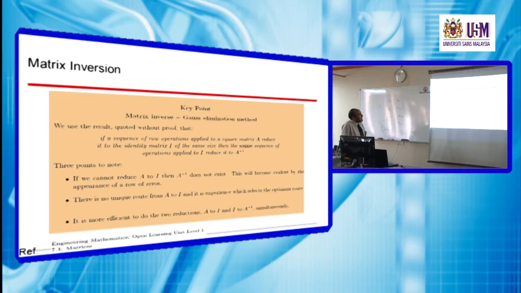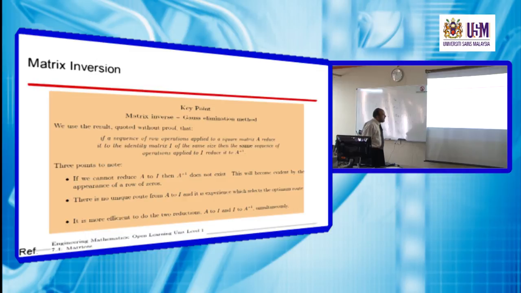We have three points to take care of. First, if it's not possible to reduce the original matrix A to the identity matrix, then the inverse of the matrix does not exist.